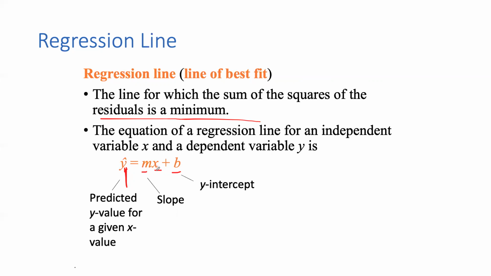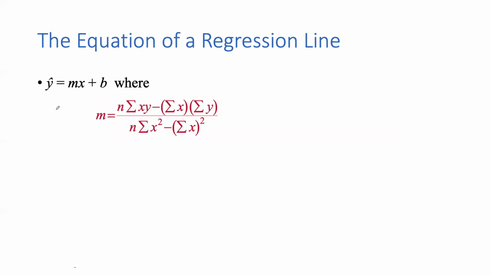Given that I plug in an x value here, I'll get a y value, the predicted y value. How do I find these things? Straight away you can see that it's very closely related to correlations, but it's not. The slope of the line is given by this formula: n times the sum of xy minus sigma x sigma y, but the denominator is different.